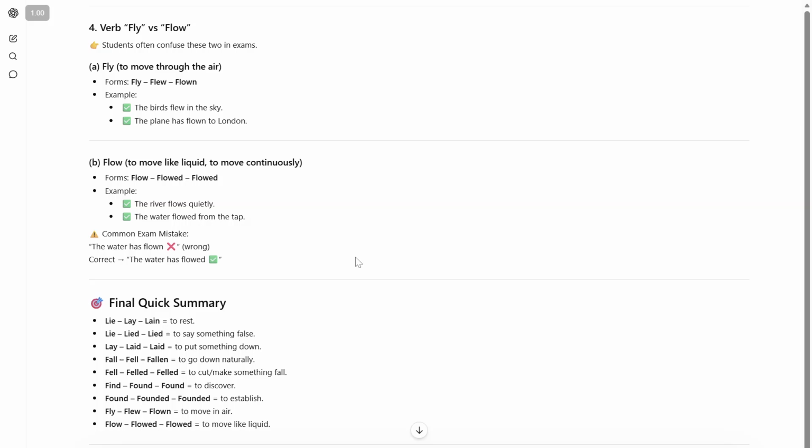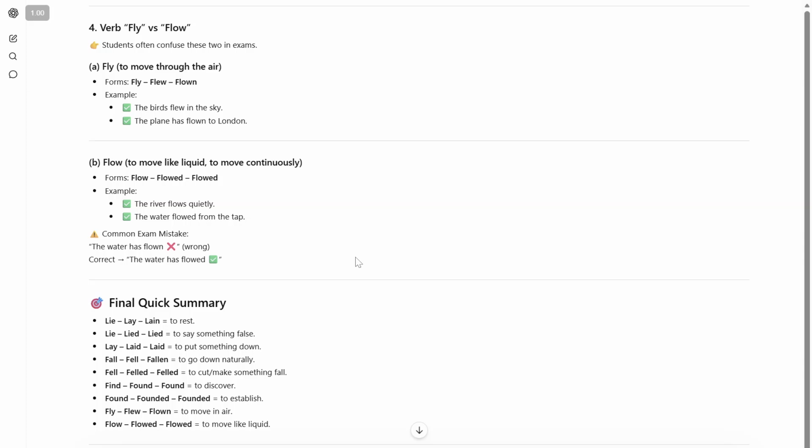B, flow, to move like liquid, to move continuously. Forms: flow, flowed, flowed. Example, the river flows quietly. The water flowed from the tap. Common exam mistake: the water has flown, wrong. Correct: the water has flowed.